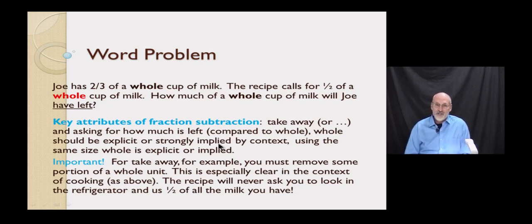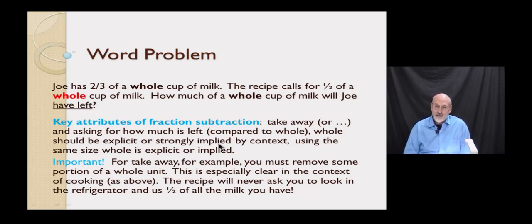Again, the key attributes are, in this case, it's a takeaway kind of situation. You're always removing something. You always want to know how much is left. It's always how much of a whole is left, because that turns out to be the only appropriate question, because you want to know how much milk the person has at the end, and that's legitimately measured in whole cups. For takeaway, you must remove, again, some portion of the whole unit.